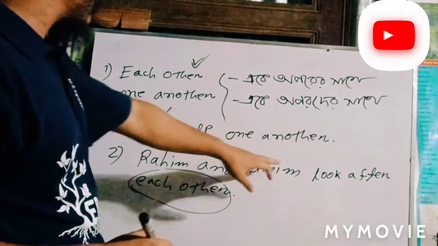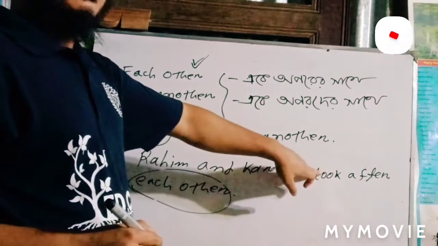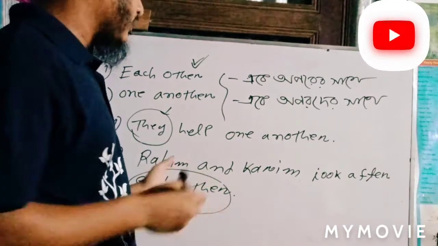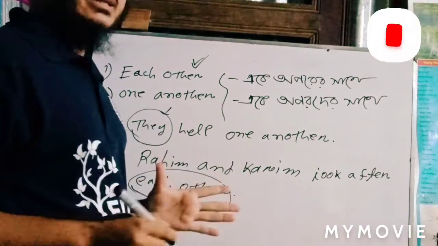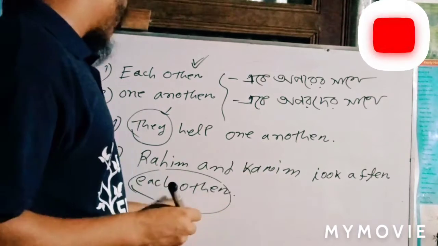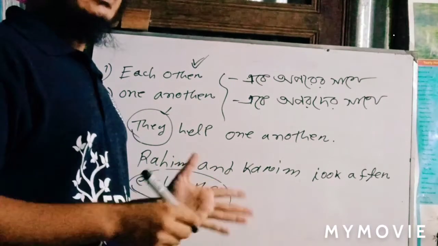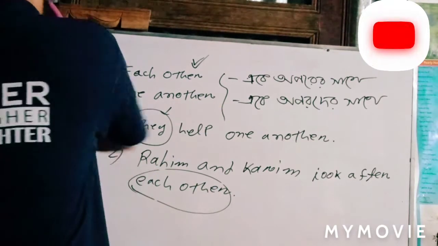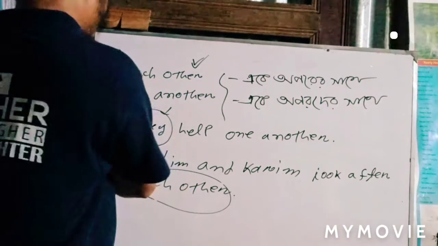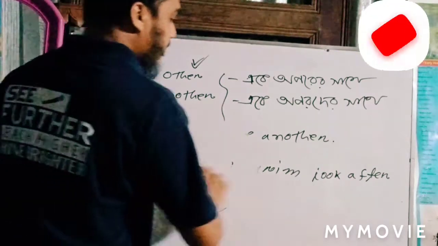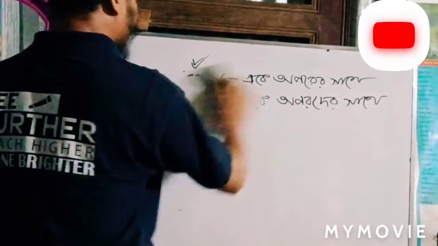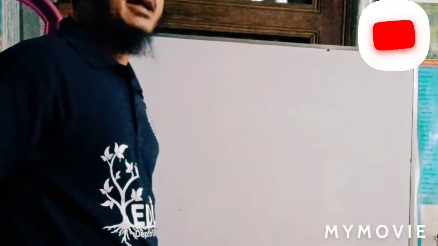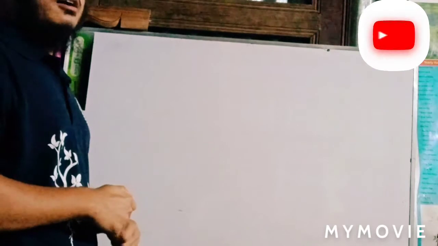Okay, but if there are more and more people having correlation and performing together, it will be one another. So we have known the difference between each other and one another. Okay, we have to discuss it broadly. I have to erase everything from the board. Okay, the main difference between each other and one another is in the case of number.